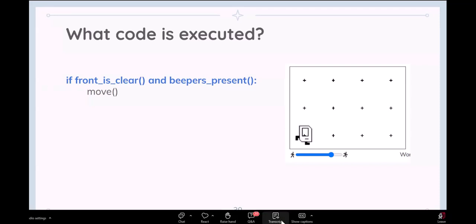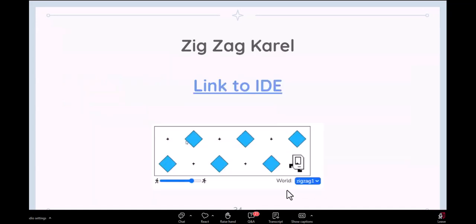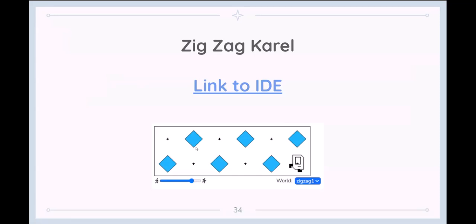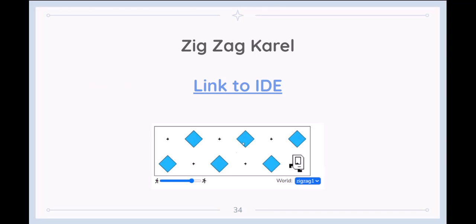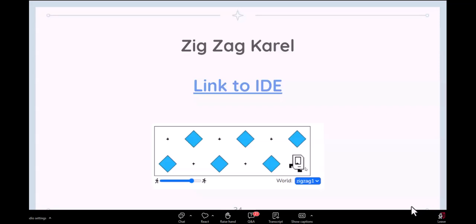Okay, I think I answered all the questions. So we'll move on to the next part of the review session, and then we'll do some more questions at the very end. The very next problem is Zigzag Carol, and this kind of problem involves using a lot of the things we've learned and synthesizing those ideas together. You start off in a world with Carol right here, and you're trying to make a zigzag pattern like this. Then you want Carol to end at the very bottom right-hand corner.